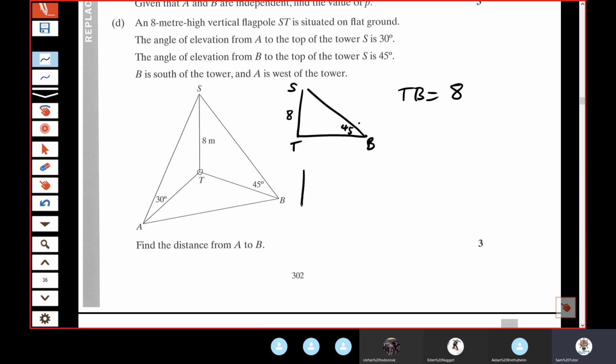And then obviously you do the same thing for the other one. There's your 30 degrees. There's your 8. You want to find AT or TA. Again, did you get it? 8 on tan 30, I'm guessing, which is what? Did you simplify? 8 on root 3? Yeah. Good, very nice. And then of course, Pythag.